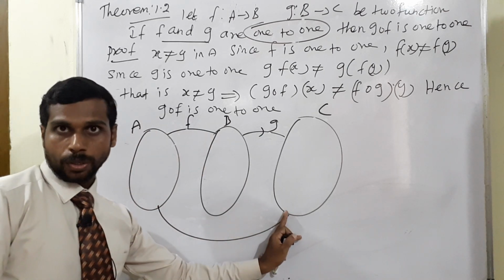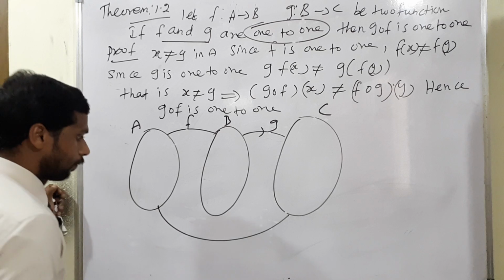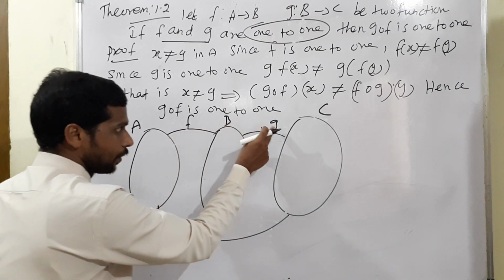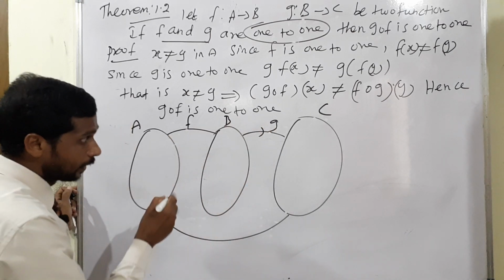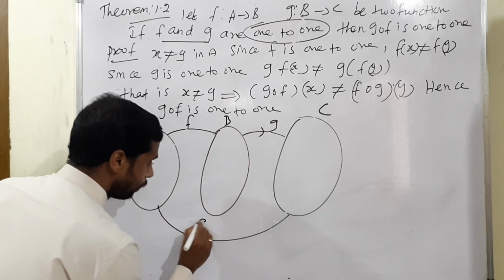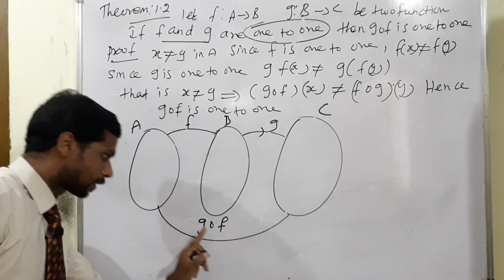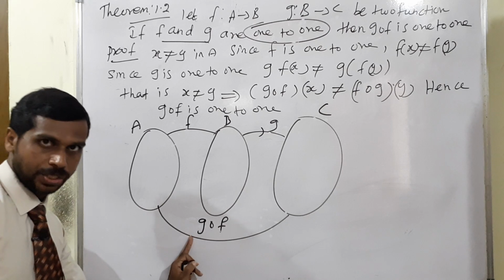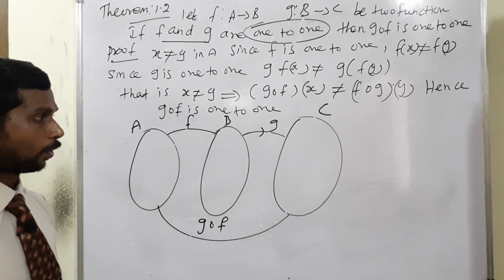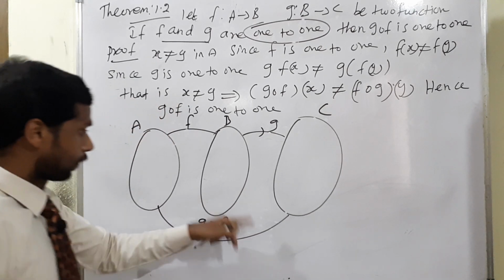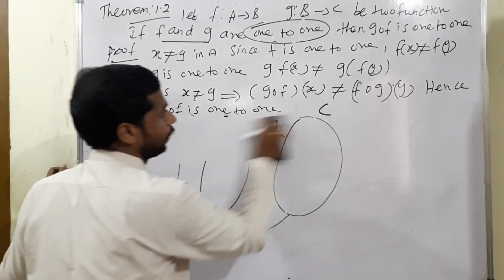A to C, we also have to prove it is 1 to 1. How? Listen very carefully. F is composite of G means how to write it actually? F is composite of G means g dot f. Then only we can say F is composite of G. We have to prove this is also 1 to 1. So listen, after drawing, I am moving to the given condition.